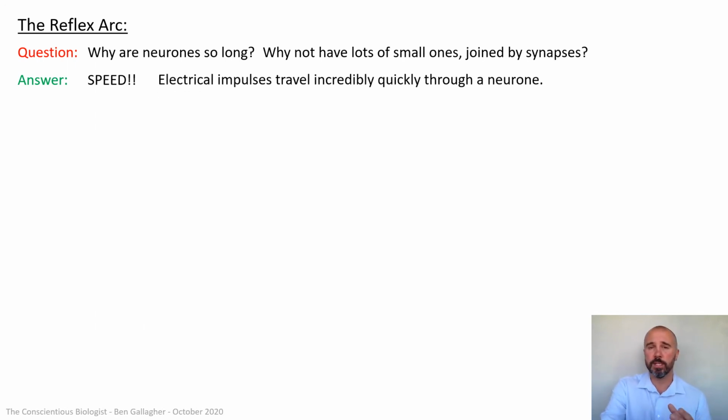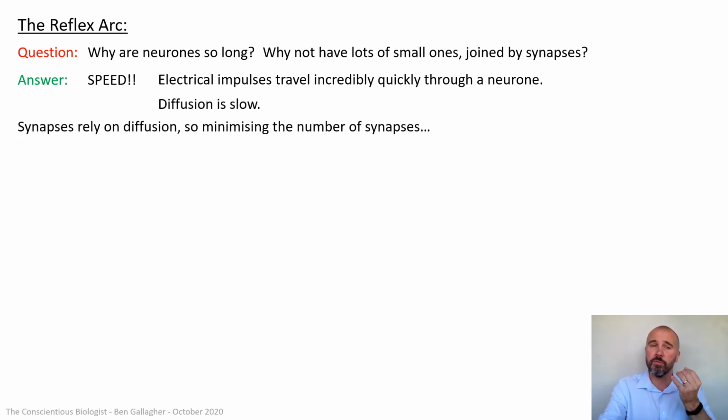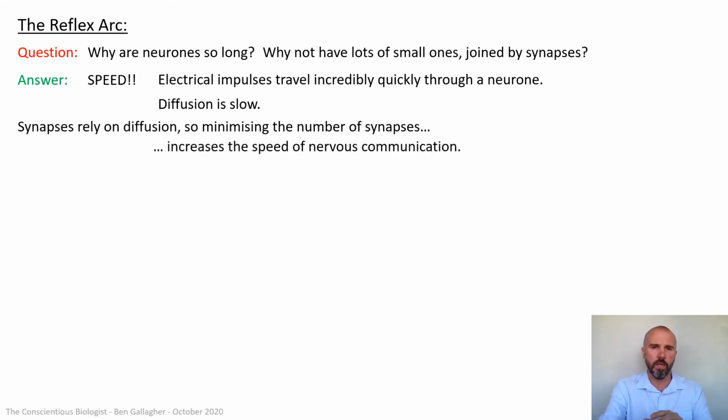Electrical impulses travel incredibly quickly through a neuron. They're literally traveling at the speed of electricity, just zoom, okay? But diffusion is slow, and synapses are reliant on diffusion. So minimizing the number of synapses will increase the speed of nervous communication. What I mean by that, if you think you've got your sensory neuron, synapse, relay neuron, synapse, motor neuron, by relative speed, we go zoom and then slowly diffuse, zoom, slowly diffuse, zoom. The slow bit are the two synapses.